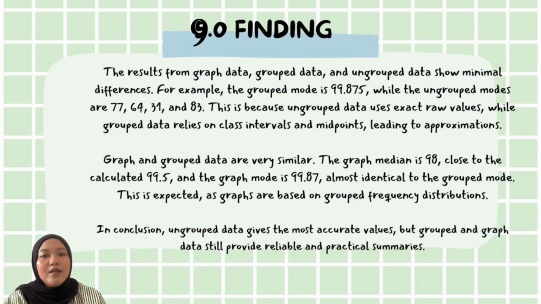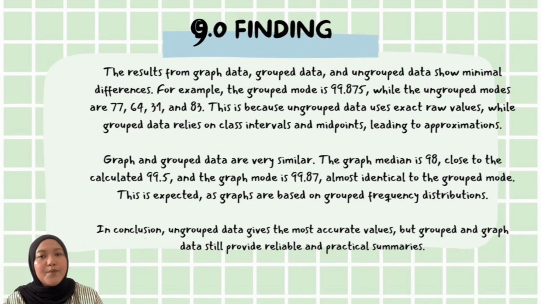The graph and grouped data are very similar. The graph median is 98, close to the calculation, which is 99.5, and the graph mode is 99.87, almost identical to the grouped mode. This is expected as the graphs are based on the grouped frequency distribution. So, in conclusion, ungrouped data give the most accurate value, but grouped and graph data still provide a reliable and practical summary.